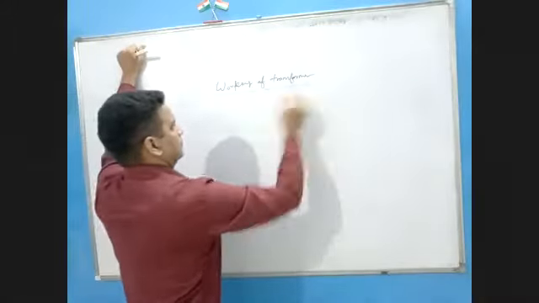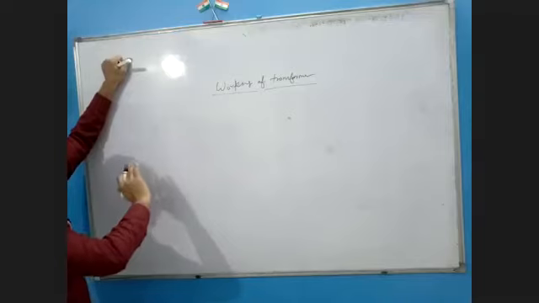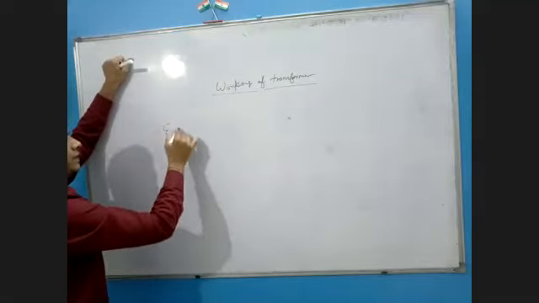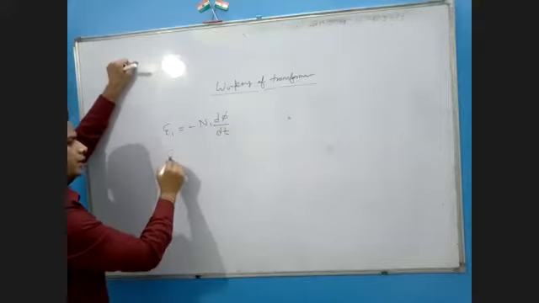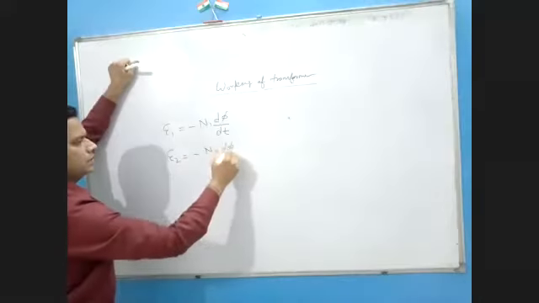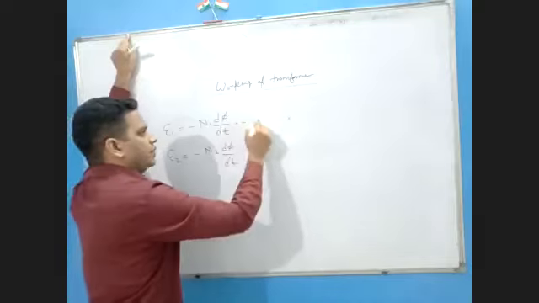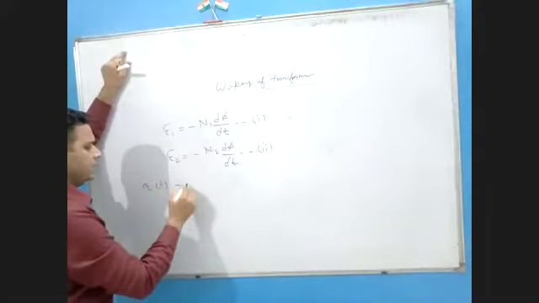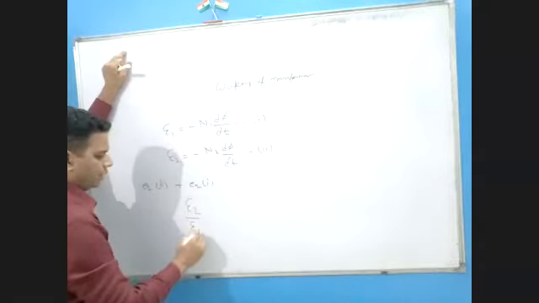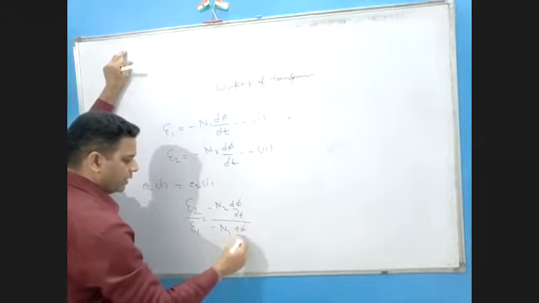Working of the transformer. There are two coils, primary coil and secondary coil. As we know by Faraday's law, E1 is equal to minus N1 d phi upon dt, and for the secondary coil E2 is equal to minus N2 d phi upon dt, where N1 and N2 are the number of turns of the primary coil and the secondary coil. Equation first, equation second. Equation second divided by equation first: E2 upon E1 equal to minus N2 d phi upon dt upon minus N1 d phi upon dt.